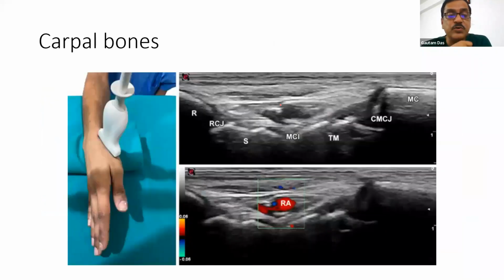Then this is over the anatomical snuffbox. If you are holding the probe this way, on one side will be coming the radius, on the other side the metacarpal bones, and we'll be seeing the trapezium, the scaphoid, and we'll be able to see the radial artery pulsating there. And this is the area of the neck of the scaphoid, which is the area where a scaphoid fracture occurs.